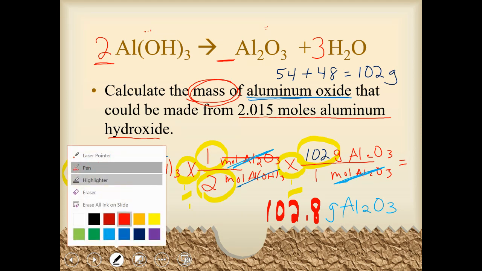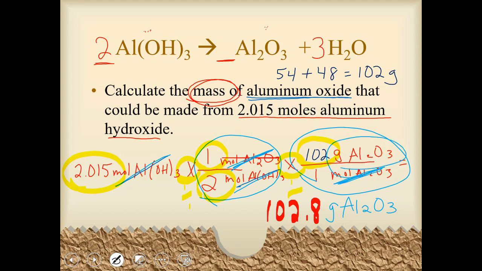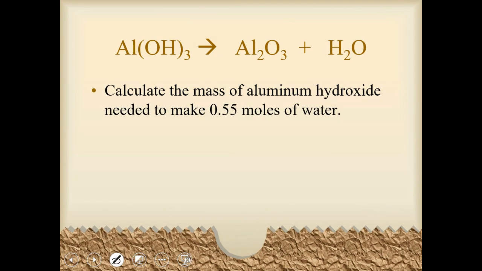But feel free to go through that again. Notice again, top and bottom of the factor equal. Those are the coefficients. Top and bottom of the factor are equal. That's the molar mass of aluminum oxide equal to 1 mole. Set it up so that my units divide out and I end up with the unit that they're asking for in the question. So try this one and then we'll go over it.